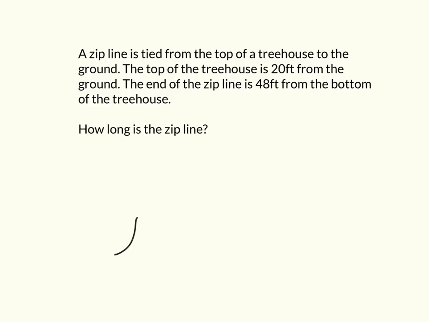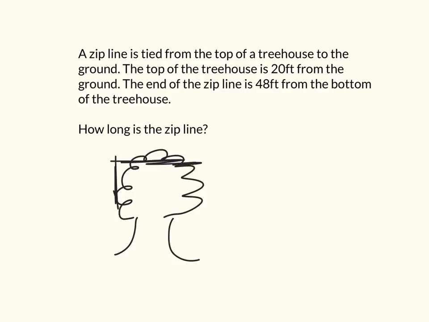So a zip line is one of those things that people use in order to kind of slide from a height down to the ground. And you see them sometimes at the trampoline parks. Very cool. So I've got a tree house. So there's a tree, and I'm going to put a house on top of it. So here is the house.